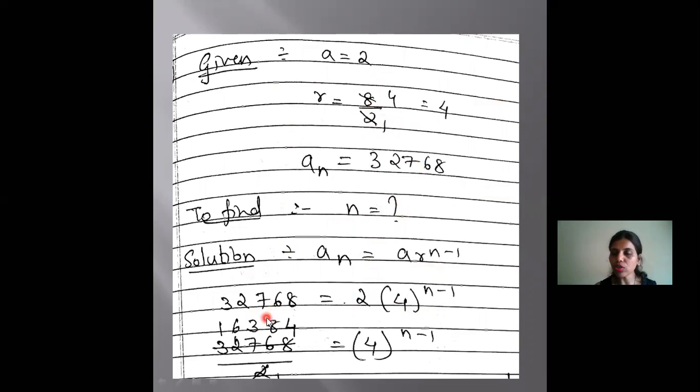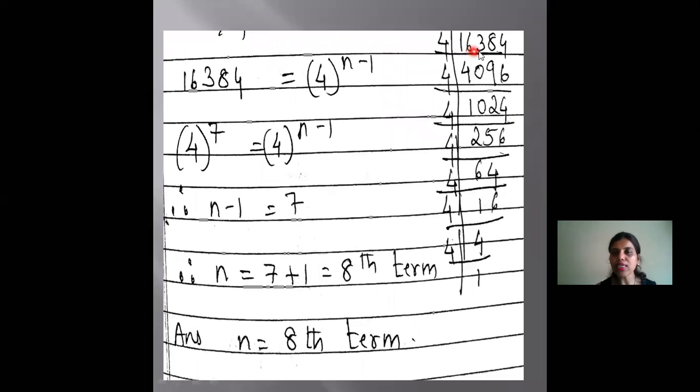Now this 2 is brought to this side, so it becomes 32768 divided by 2. When we divide, we get 16384. Now here you can see that your base is 4. So you need to convert this also in the base of 4. So what we have done is we have factorized 16384 with 4. Okay, when you are doing factorization, use the base. So you can see here it is 1, 2, 3, 4, 5, 6, 7. So that means 4 raised to 7. So this we have converted in the form of 4 raised to 7.